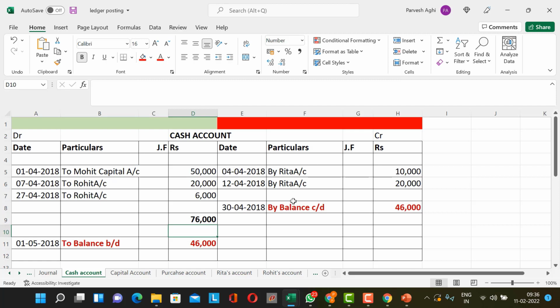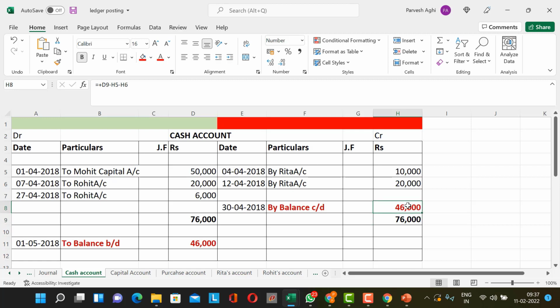Now what should be the balance? How much balance should be there? If you received 50,000 from the owner and 20,000 from your customer and another 6,000 from your customer, then your cash balance should be 76,000 if you have not paid any money to anyone. But since you have paid Rita 10,000 and 20,000, this will be the balancing figure as on 30th of April. So as on 30th of April, this was the balance of cash. We will just write it here, and we can even put it like this so that it tallies. So both sides are 76,000, and this is the balance.